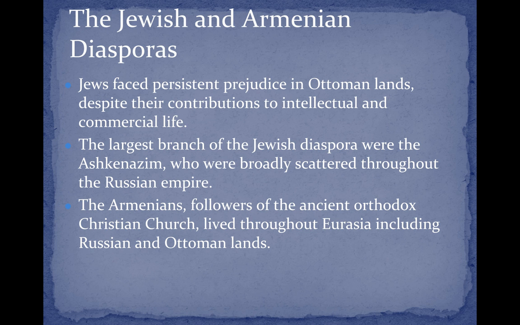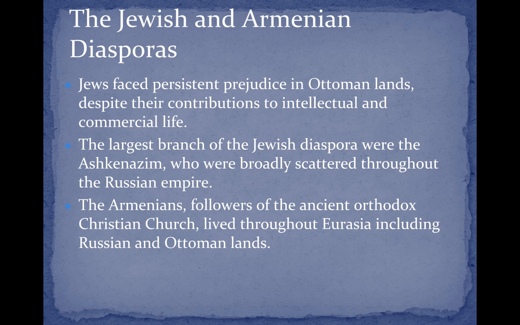All right. Our last slide for today are the Jewish and Armenian diasporas. And I did mention this earlier when discussing the Ottoman borders. Jews face persistent prejudice quite often in every empire that they lived in. Even though Jewish and Christian peoples were accepted by the Ottomans, Jews face persistent prejudice in Ottoman lands, despite their contributions to the intellectual and commercial life.